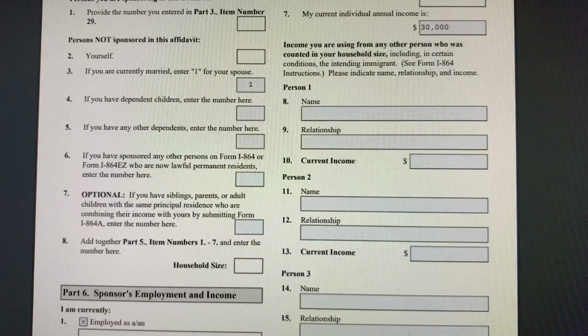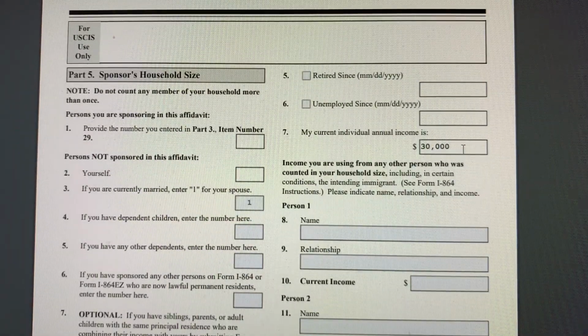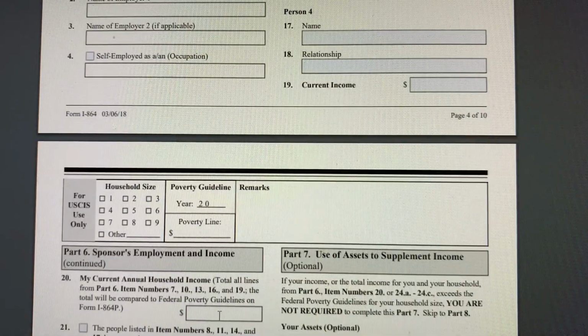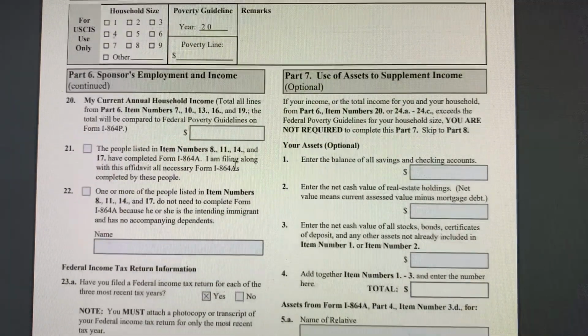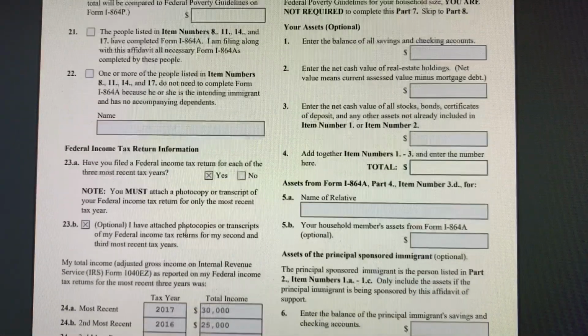Since it's just me and him, we don't have kids, we don't have anyone, so we put his individual annual income, 30 grand, here. We put it here, 30,000. And yeah, because just like I said, this is for the K1 visa, not for every visa. The people listed in item numbers 8, 11, 14, and 17 completed the form? Oh no, we just leave this blank here.